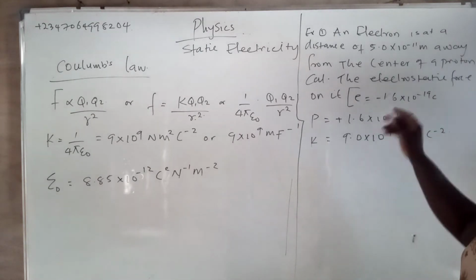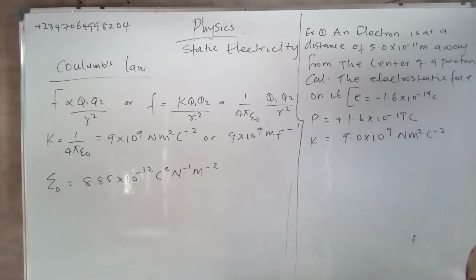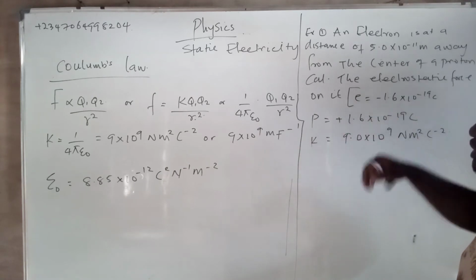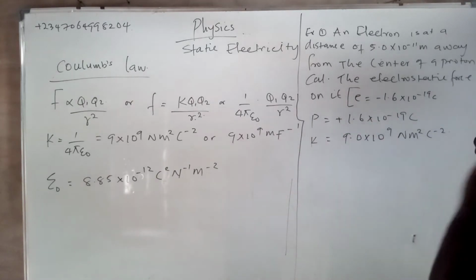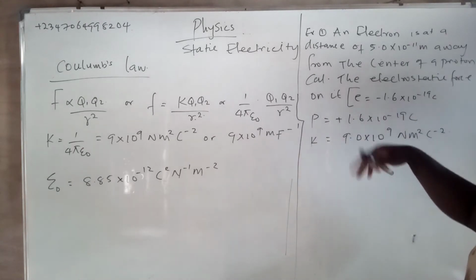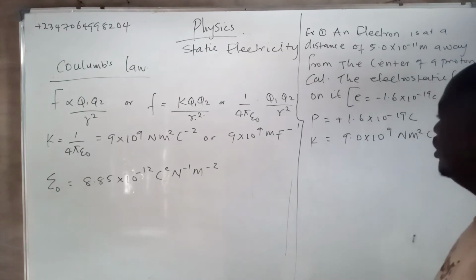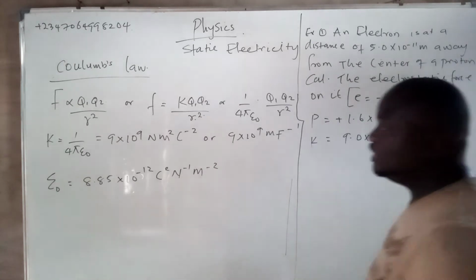Now you have the charge of an electron, which is 1.6 times 10 to the power of minus 19. Please note that we have a plus here, we have a minus here. It doesn't actually matter under the Coulomb's law. It's just trying to tell you that the electron is negatively charged and the proton is positively charged. That's all. Now, they want to calculate the electrostatic force.